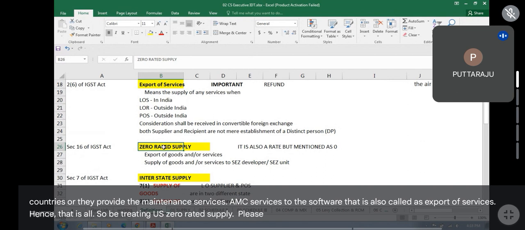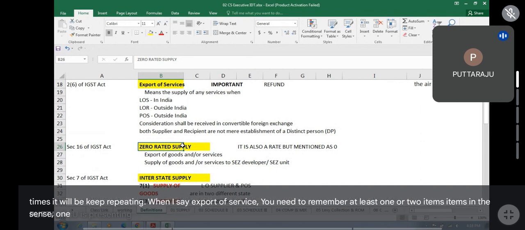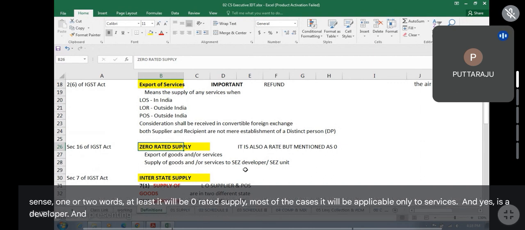Please remember these things. I will explain everything. Most of the time it will keep repeating. When I say export of service, you need to remember at least one or two words: it will be zero rated supply. In most cases it will be applicable only to services, and to SEZ developers and SEZ units. Okay.